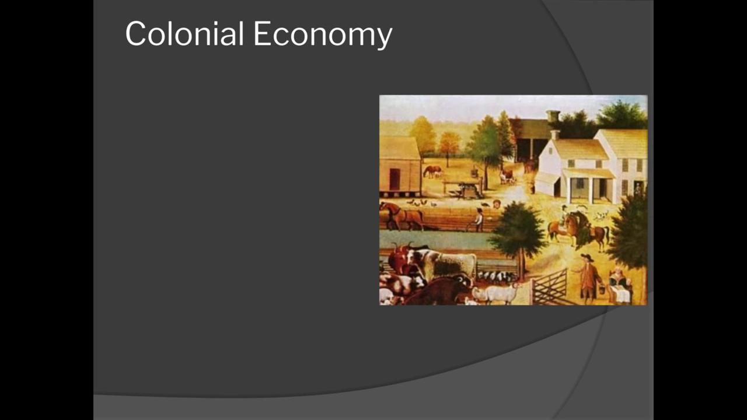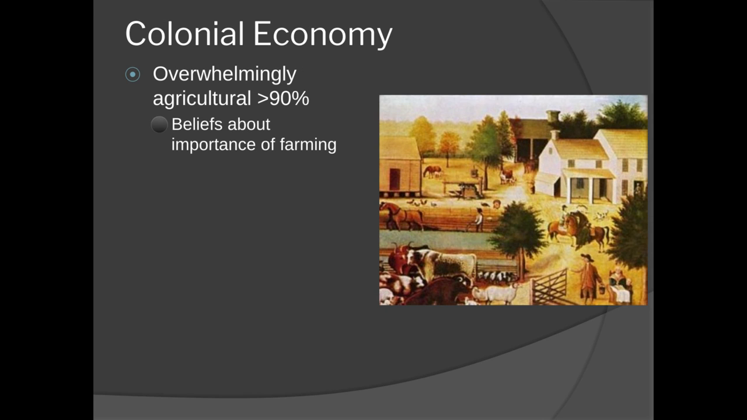So when we look at the colonial economy, it was overwhelmingly agricultural. More than 90% of colonial economies were agriculture-based. They had beliefs about the importance of farming, okay, and mercantilist policies discouraged colonial manufacturing. So they were not necessarily all about organizing to produce and manufacture at the colonial level.